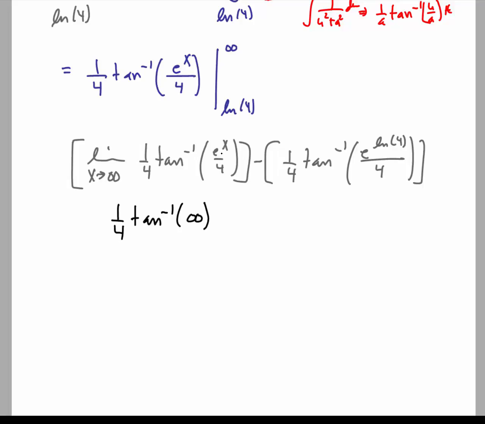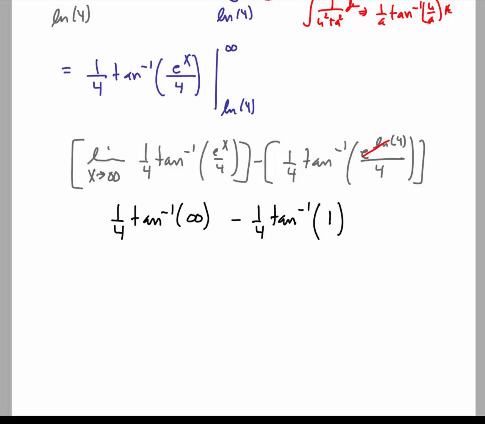So because as x goes toward infinity, e to the x divided by 4 goes toward infinity as well. Okay, minus 1/4 inverse tangent. Now when I have an e to the ln of 4, this base of e and the ln essentially cancel, and I'm just left with 4 over 4. 4 over 4, of course, is 1, so let me rewrite that.